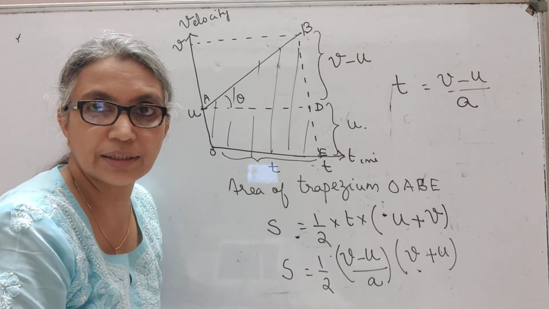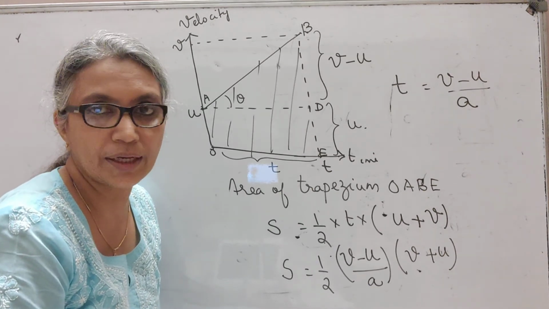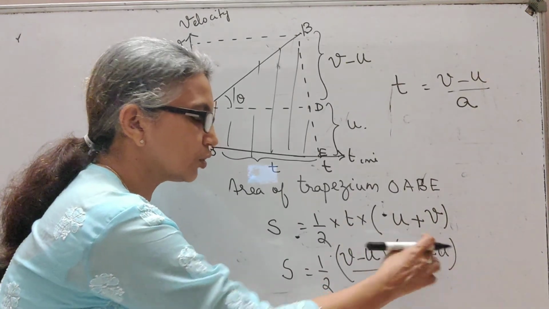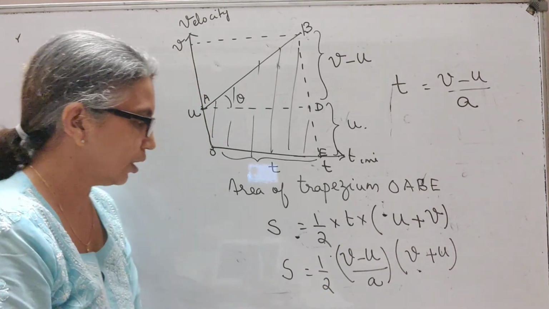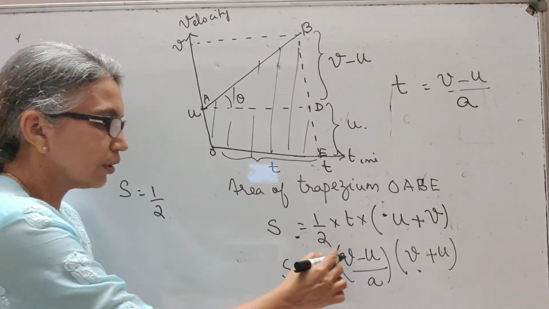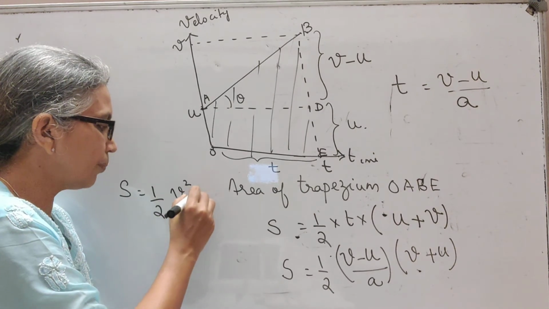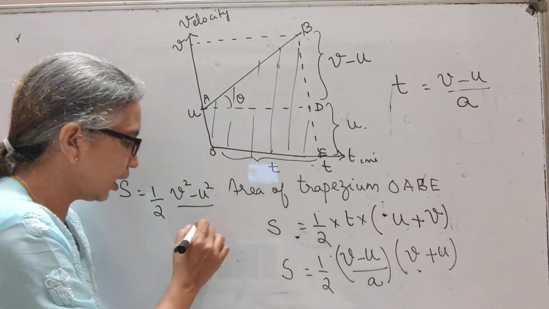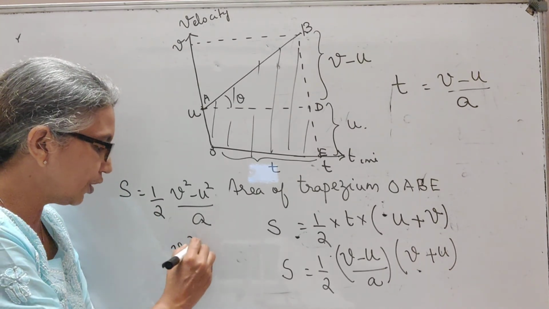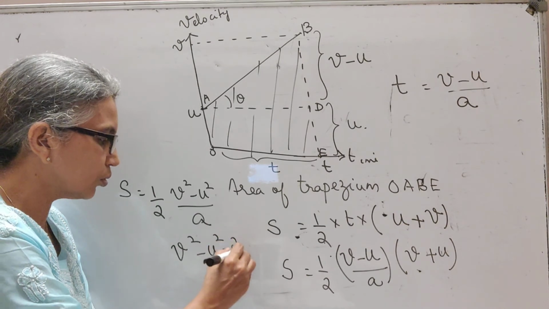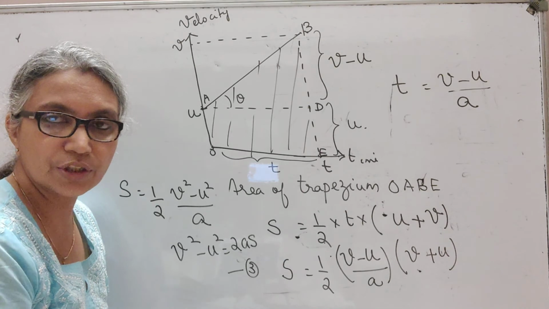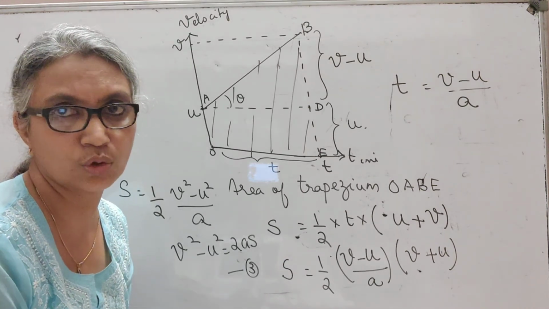Now you know the mathematical identity. a plus b into a minus b will be a square minus b square. So v minus u into v plus u will be v square minus u square. Therefore I can write s is equal to half into v square minus u square by a. If I take the 2a to the left hand side, I may write v square minus u square equal to 2as, which is my third equation. So third equation is v square minus u square equal to 2as.